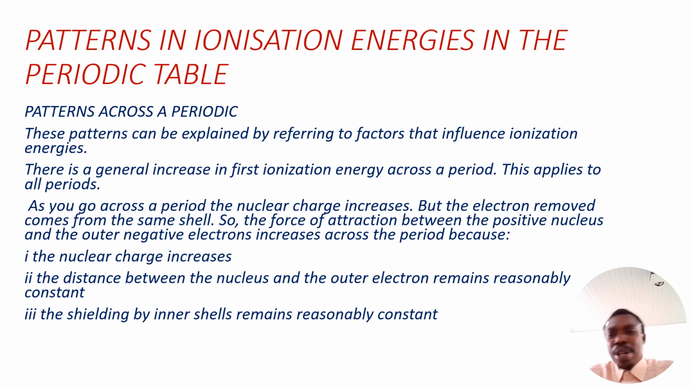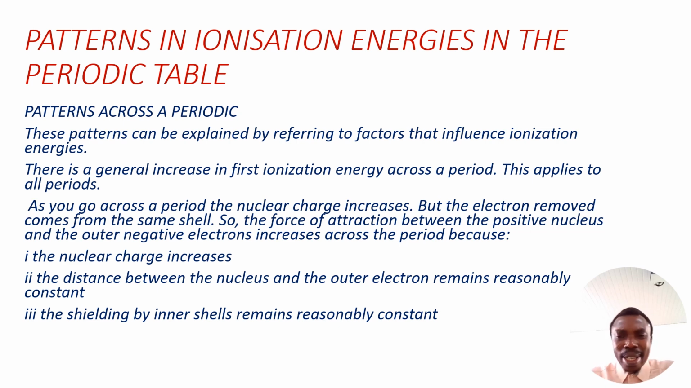Now this applies to all periods, whether period 1, period 2, period 3, or period 4. As you go across a period, the nuclear charge increases because the number of protons increases. The atomic number, which is the number of protons, increases, so the nuclear charge will increase. But the electron removed comes from the same shell. So the force of attraction between the positive nucleus and the outer negative electrons increases across the period because the nuclear charge increases. The distance between the nucleus and the outer electrons remains reasonably constant, that is, the number of shells remains constant. Then the shielding by inner shells remains reasonably constant. So the only thing that increases is the positive nuclear charge.